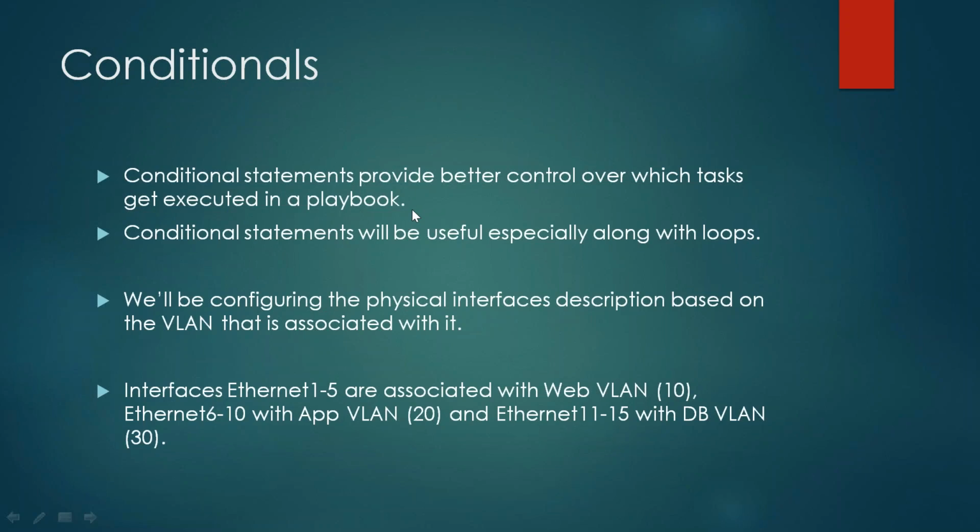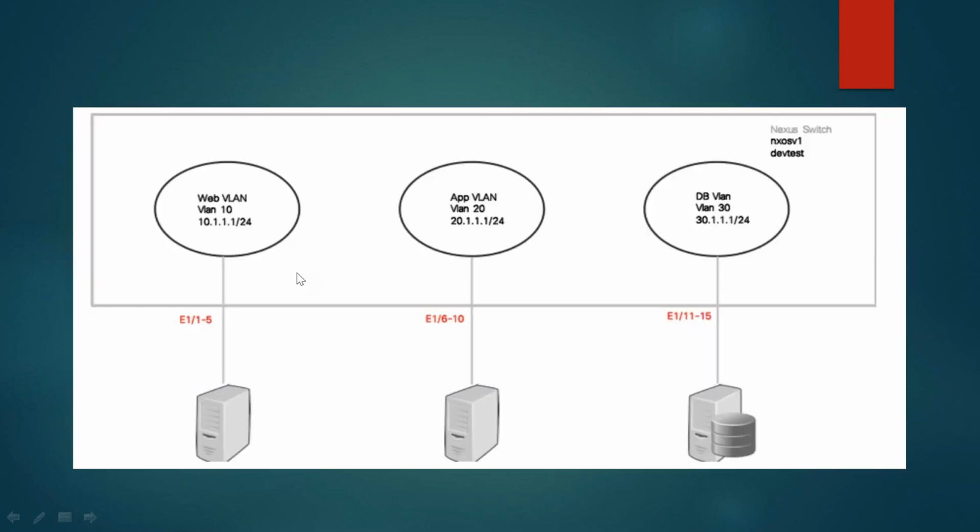That means how you can better utilize conditions with certain loops as well. So for example, say you want to give some comments for Ethernet 1 to 5 associated with web, the VLAN 10 associated with Ethernet 1 to 10. So you can see I have a range of interfaces where I want to put the comments. This can be easily done with the help of a condition.